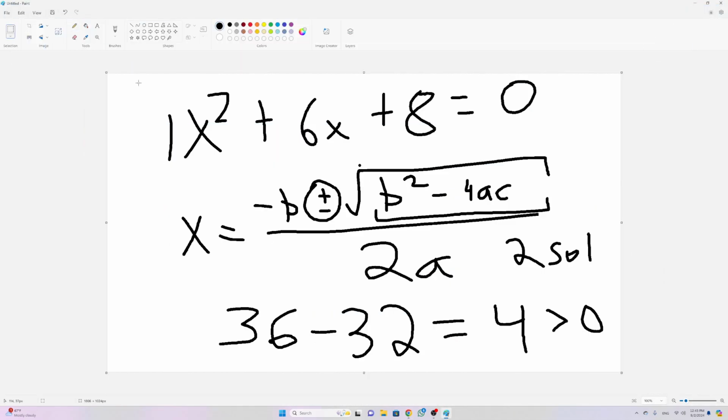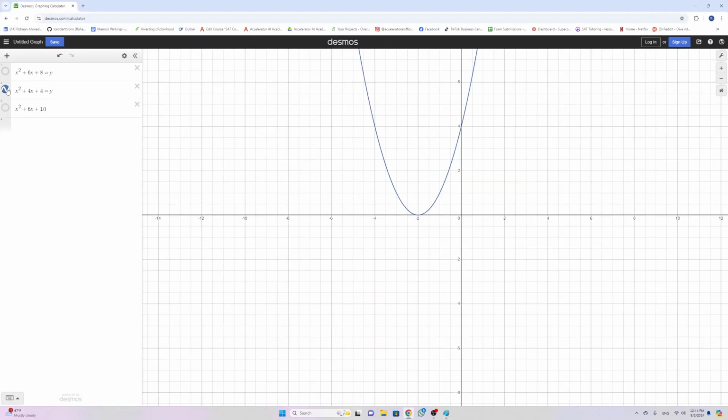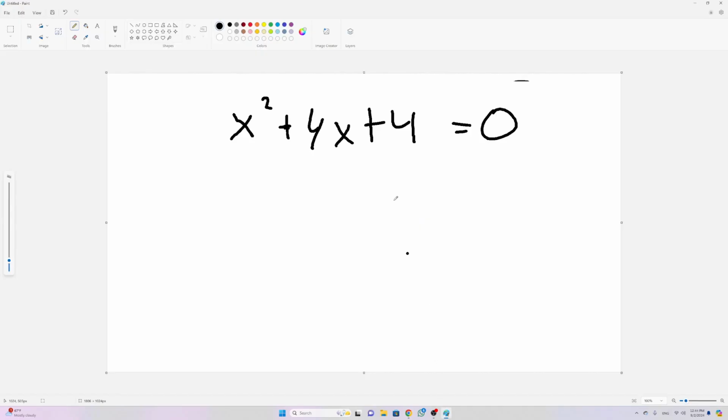Okay, so let's look at what happens with one of these other functions. For example, we had x squared plus 4x plus 4, and we set this equal to 0 and want to know how many solutions it has. Well, if we look here, we see one solution. So let's check. We have b squared, so 16, minus 4 times a, which is 1, times c, which is 4, so 16.